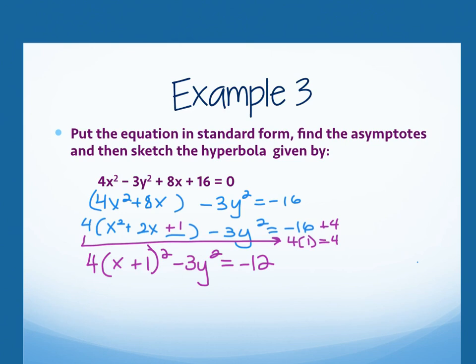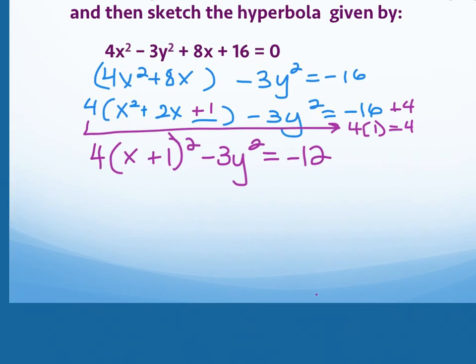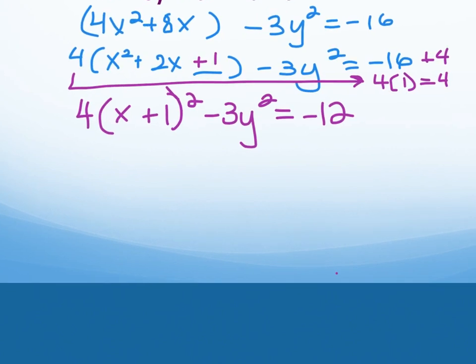Okay, everybody get to here at least. So I got 4 parentheses x plus 2 squared minus 3y squared equals negative 12. Is everybody at least there? So we've completed the square. Okay, so now again it can't be equal to anything other than 1. So I divide everything by negative 12.